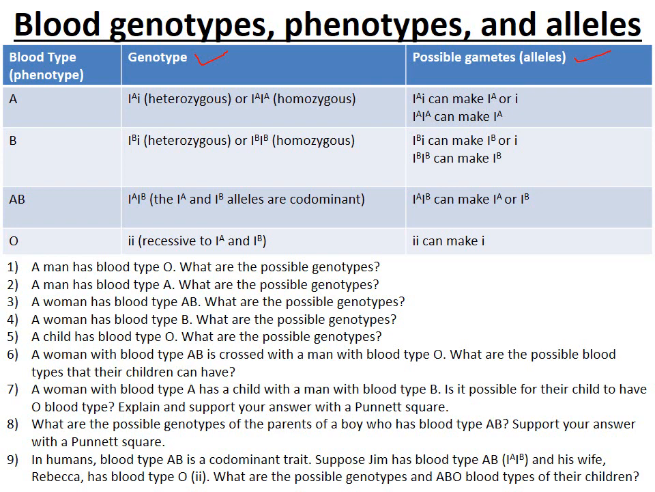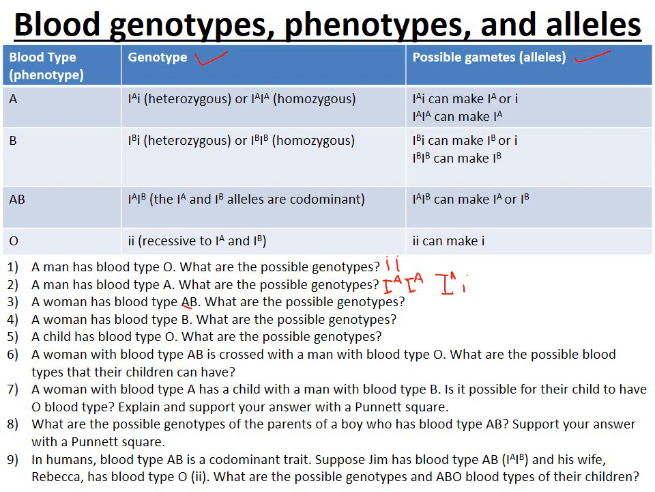So a man has blood type O. What are the possible genotypes? Hopefully you put little i, little i. A man has blood type A. What are the possible genotypes? Well, you can go and look in your table, or you might already know that to be A, you could be homozygous A, IAIA, or heterozygous A, IAi.